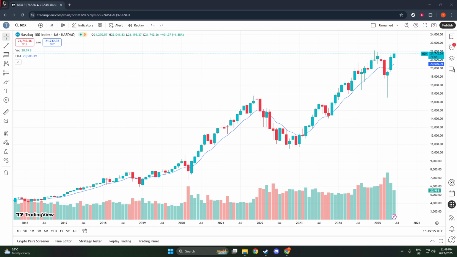Imagine you're looking at a vast, detailed map. You might want to focus on a specific city or street to understand it better. Similarly, on TradingView, you might want to focus on a particular section of your chart to get a closer look at the patterns or trends forming there.